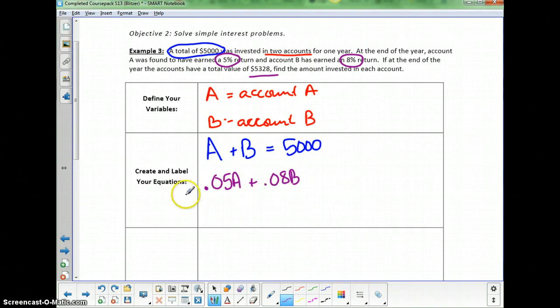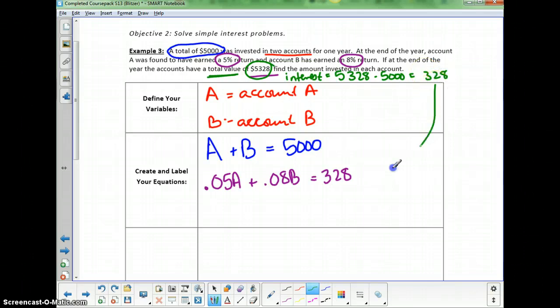Now keep in mind that this is only going to be interest, so when I have this equal to something, it's not going to be the full 5,000, because that's the original amount plus the interest. It's only going to be the 328. Hopefully that makes sense. This right here is the total, so interest is that number minus the original, which I knew was 5,000. So 5,328 minus 5,000. The value for my interest equation is 328.